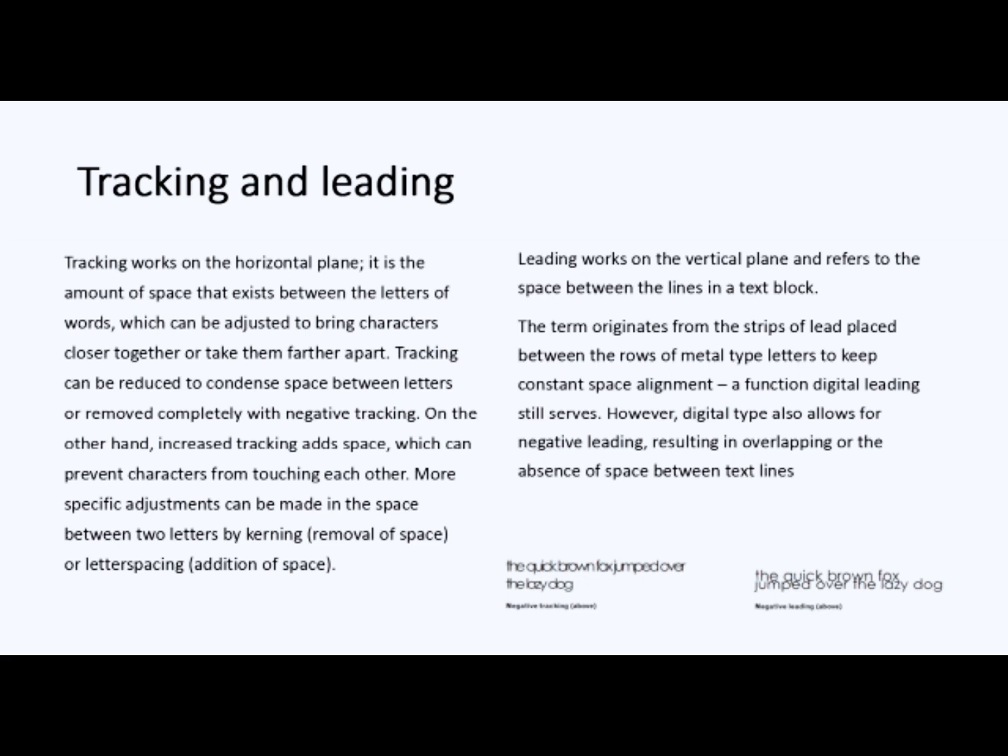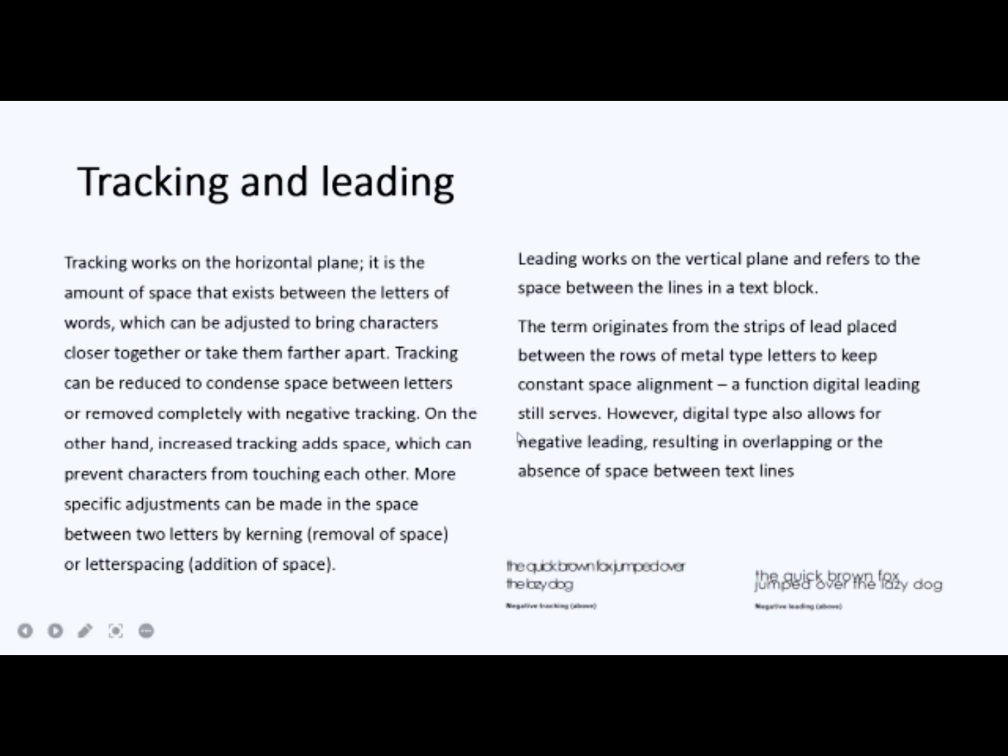So now tracking and leading, these are sub-branches under typography. Tracking is basically, if you look at this here, there's no space between each character, no space between each letter. All the letters are condensed together, they are merged together.